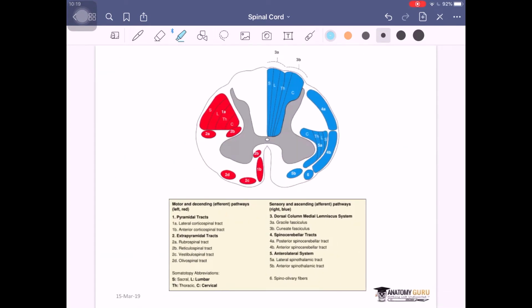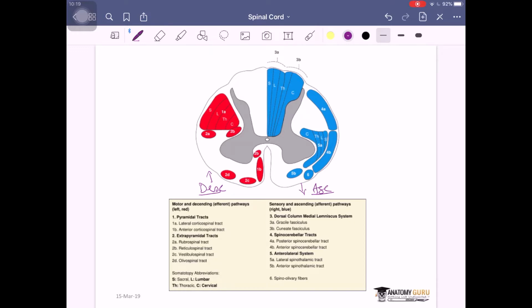Here you can also notice that all the red ones shown on this side are your descending tracts, and all the blue ones shown here are ascending tracts. But that doesn't mean one side is ascending and the other side is descending. Both sides have both tracts.